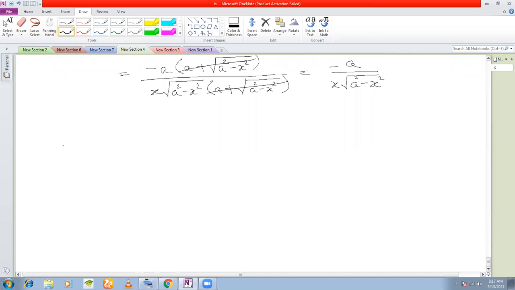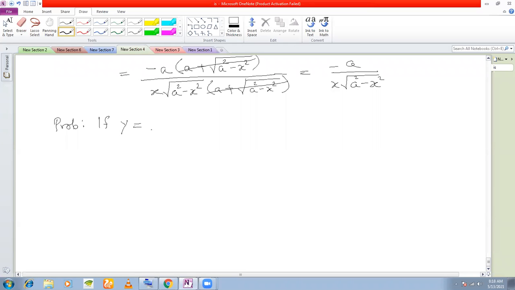Okay. So let us do the last sum of this exercise. The last sum of this exercise is: if y is equal to root over of x square plus 1 minus log of 1 by x plus root 1 plus 1 by x square, find dy by dx.